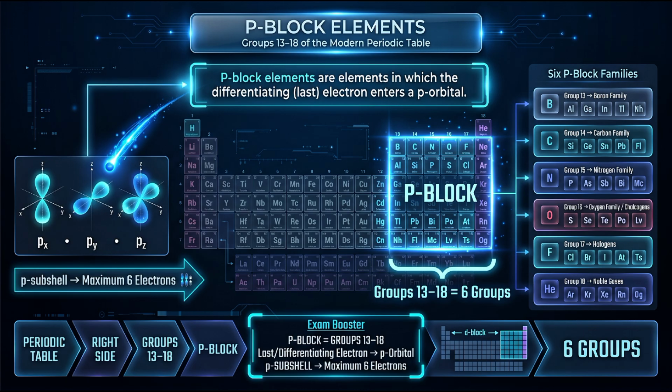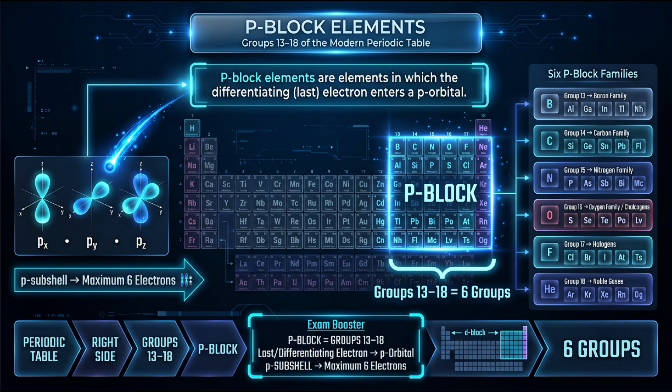Group 14 is called the carbon family or carbon group. Its members are carbon, silicon, germanium, tin, lead, and flerovium. The general valence configuration is ns2, np2, giving 4 valence electrons. Carbon is a nonmetal, silicon and germanium are metalloids, while tin and lead are metals.